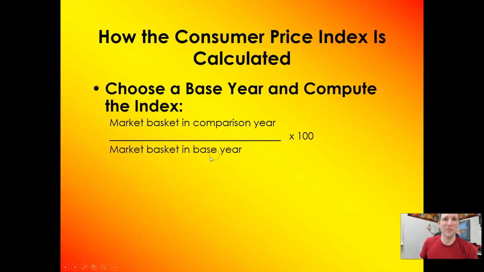Alright, so calculating the price index looks a little like this. You have the market basket in the comparison year, whatever it costs for that comparison year, divided by the market basket in the base year times 100.